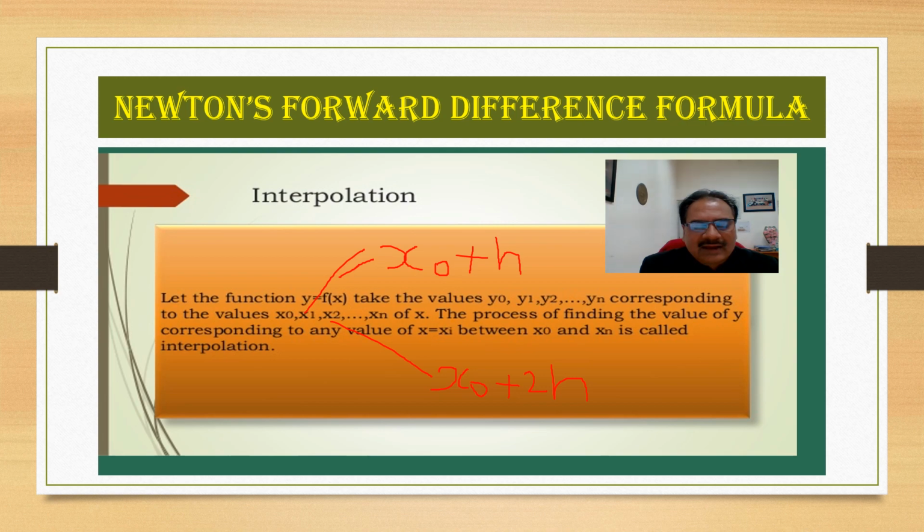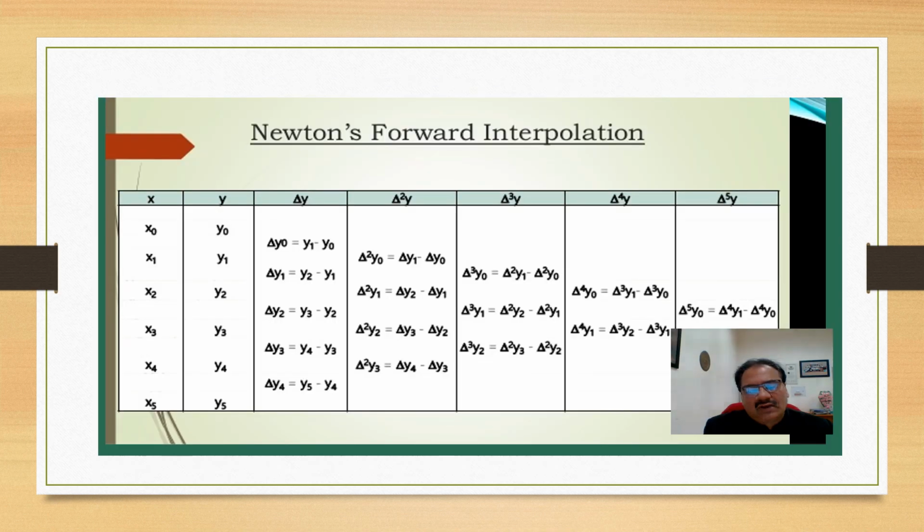Already you know x0 is the initial value. Now you can look at x0 plus h, x0 plus 2h, up to xn. The process of finding the value of y corresponding to any value of x equal to xi between x0 and xn is called interpolation. So this is the statement of interpolation. Now this is a very important table. You have to remember Newton's forward interpolation and how to calculate it numerically.